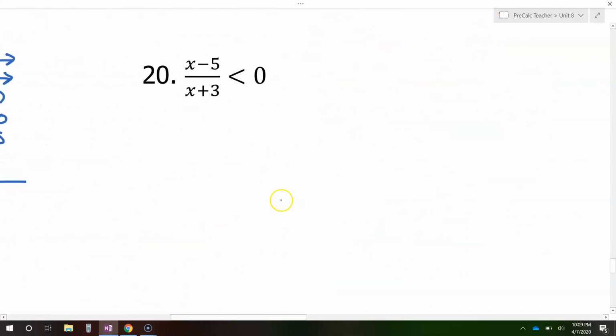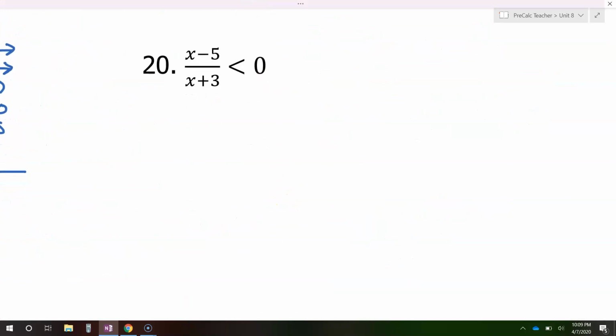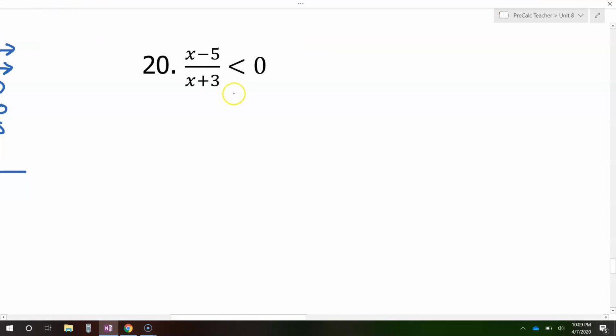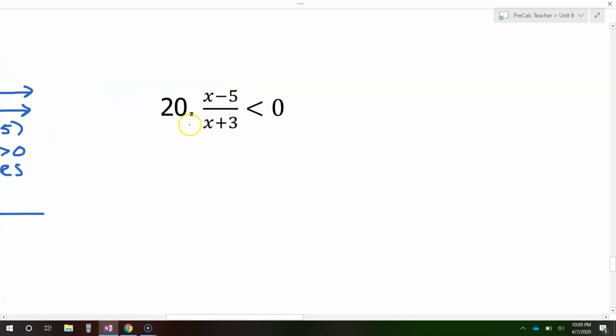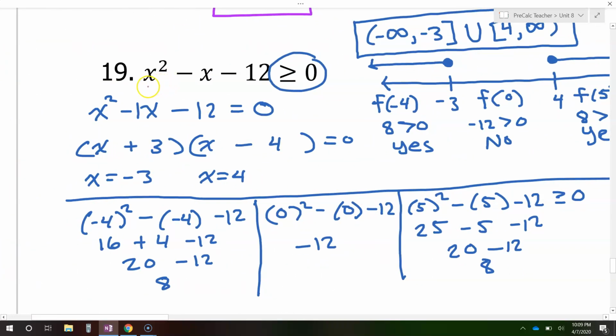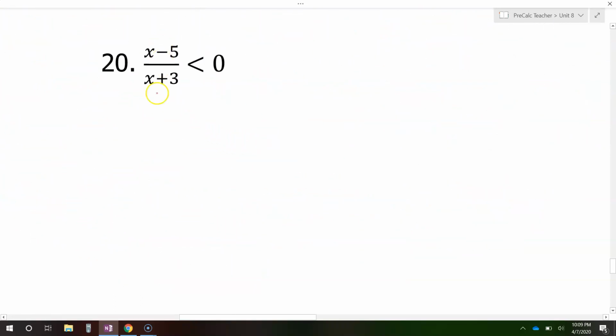Okay? Take a look at problem number 20. Okay, now this is going to be a little bit more complicated because it's a rational function. The previous problem was just a polynomial inequality.